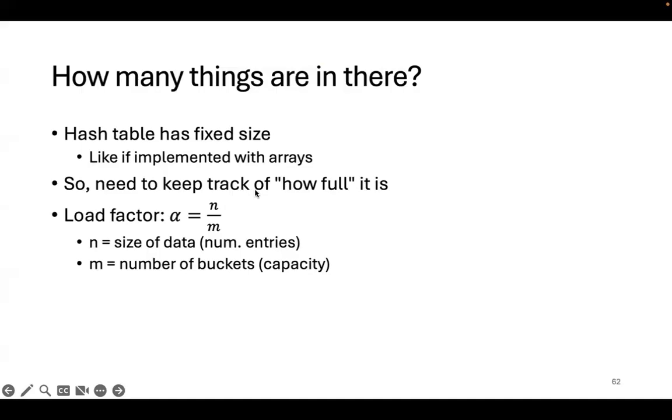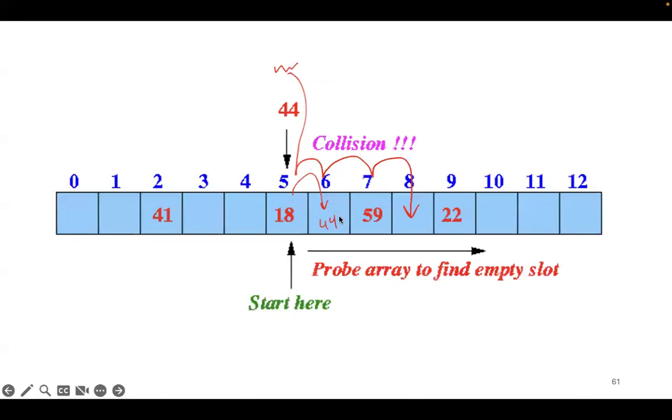Okay, so we need to keep track of how full the hash table is. We do that with something called the load factor, which is typically represented by the Greek letter alpha, but it's just a simple ratio of n over m, where n is the size of our data, the number of entries that we've got, and m is the number of buckets. So what's our capacity? For this one, if we inserted 44, then n is 1, 2, 3, 4, 5, and m is 12.